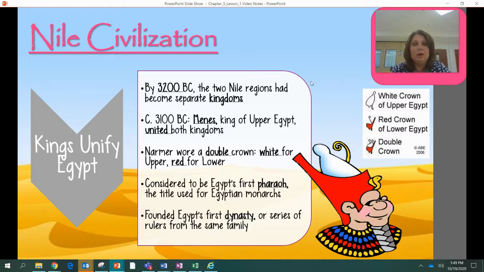So this is a monarchy, and he passes power down to his son. He founds Egypt's first dynasty, a series of rulers. That's a series of rulers from the same family. So a dynasty is a ruling family where everybody's from the same family. So when the dad dies, he gives power to his son. And that is what a dynasty is.